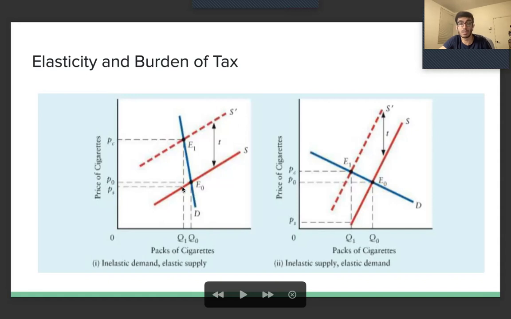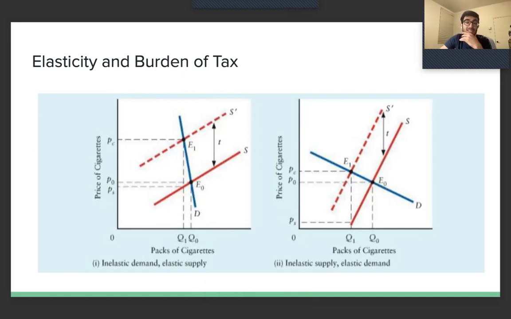And the way we split the burden of tax is we look at the equilibrium price. The difference P0 minus PS, this small vertical gap, is the burden that the producer pays. And then this bigger vertical gap is PC minus P0, which is the burden that the consumer has to pay. And similarly, on the right, the PC minus P0 gap, which is the burden of the consumer, is smaller than the P0 minus PS gap, which is the burden for the supplier, which is larger in this case.